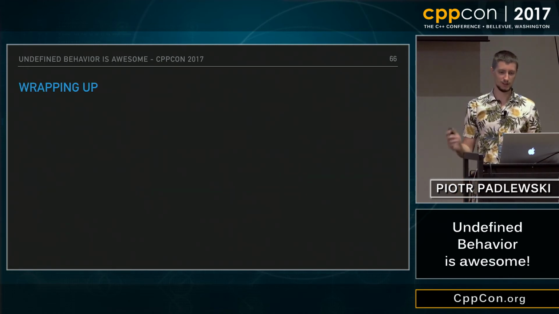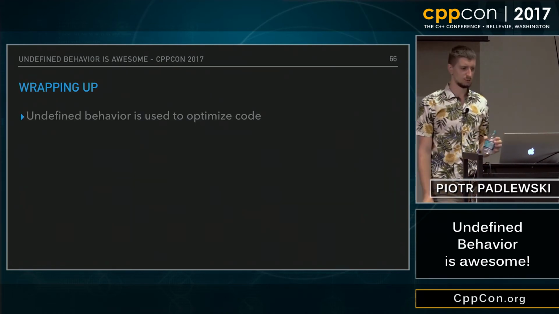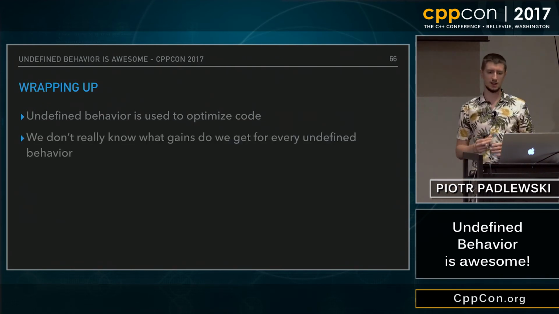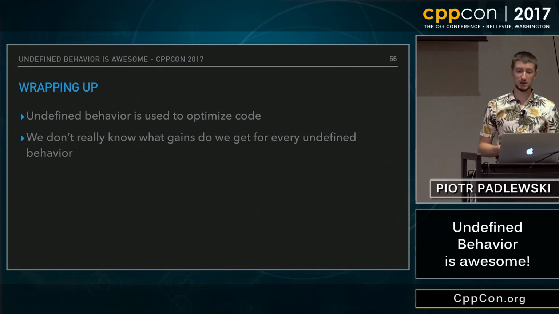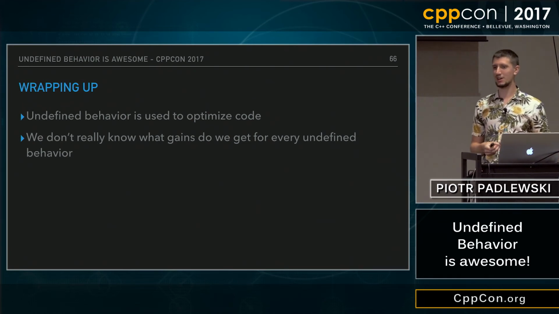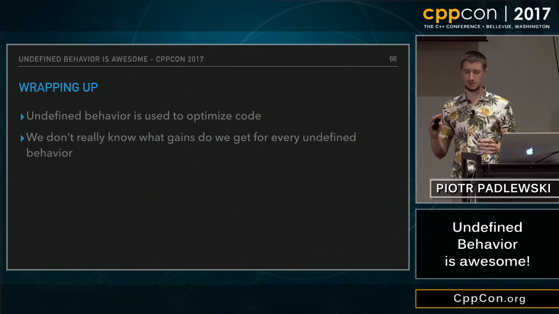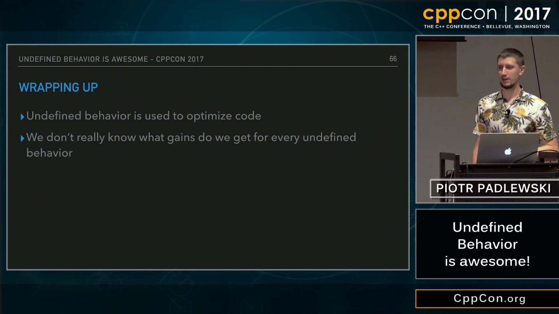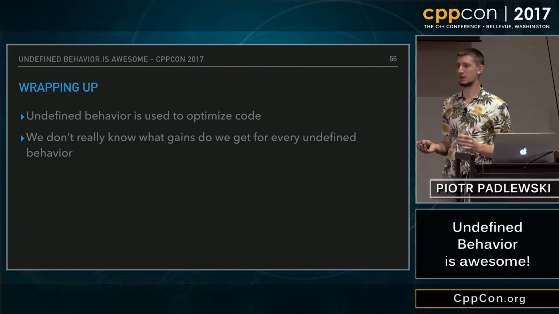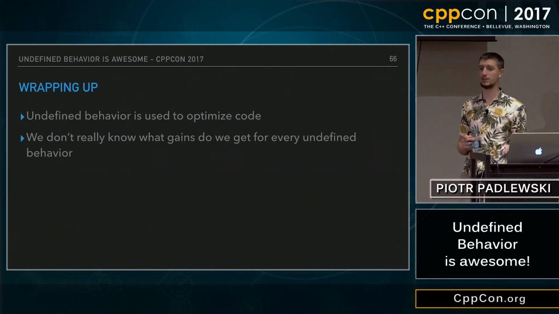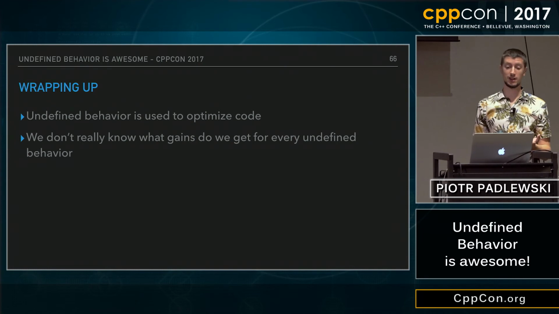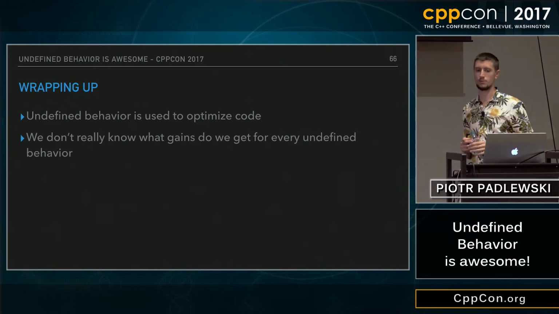Okay, so wrapping up, undefined behavior is pretty much used to optimize code, right? There is a bad thing, because we actually don't know what gains we get from every undefined behavior. We have some knowledge about some sorts of undefined behavior. There are a couple of papers, and of course there is knowledge among compiler writers, but there are many things where we don't actually know if it makes sense to have it as undefined behavior. Do we actually gain any performance from this undefined behavior?